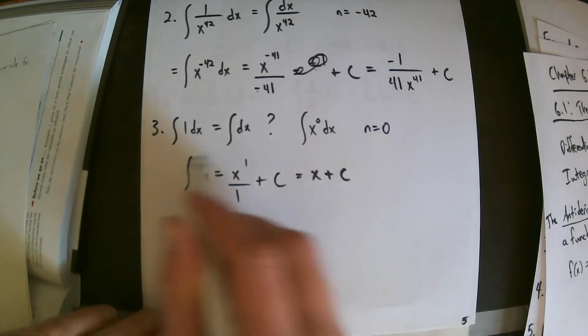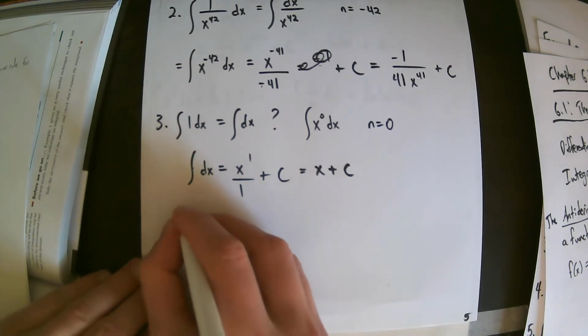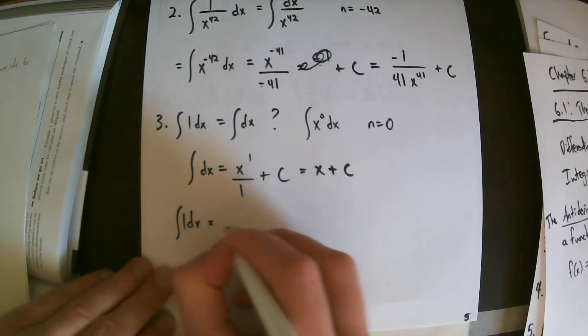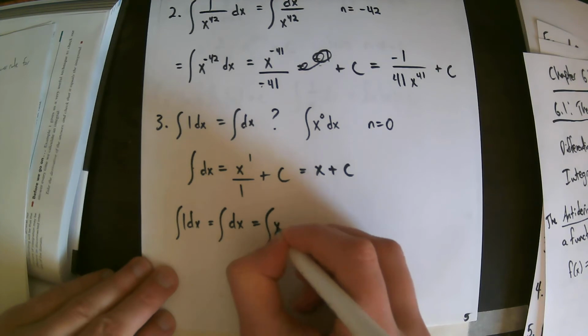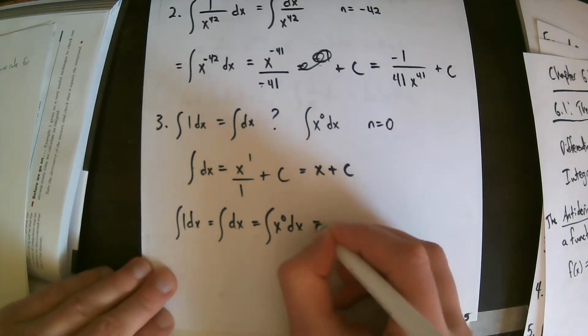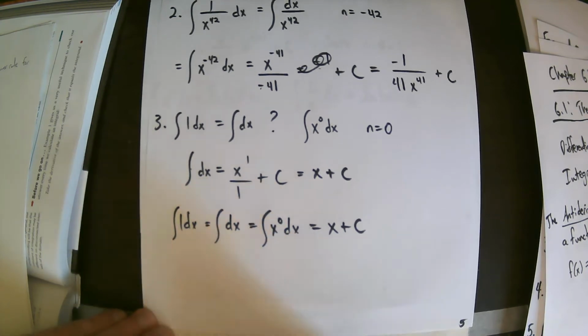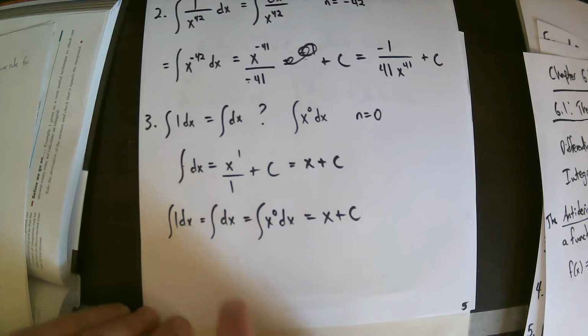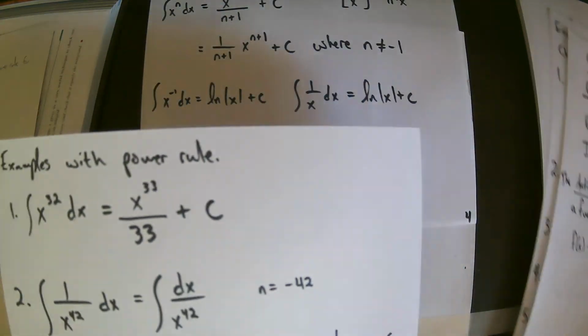So I can say all of these things are equal to x plus c. So I can say integral of 1 dx is equal to integral of dx, or I could write it as integral of x to the 0 dx, but they're all equal to x plus c. These are just different notations for saying the same thing, and you possibly could come across all of them. Let's do a couple more.